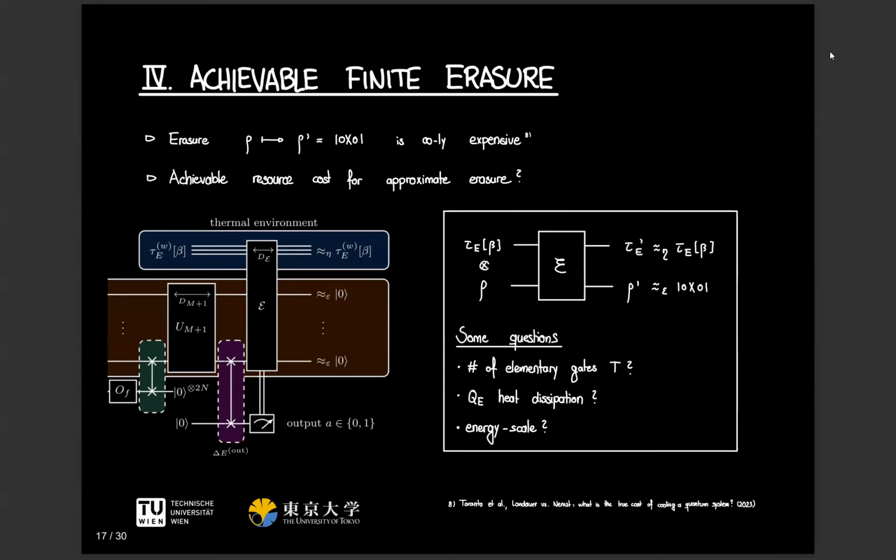So you can understand this as an extension to the result that Felix presented. So I'll not have to explain luckily what erasure is again, but we want to map some arbitrary density matrix to a well-defined ground state. Felix convinced us that this is infinitely expensive if we want to do it perfectly. So the question here is achievability. How can we achieve approximately such an erasure at some finite cost? And the questions we want to look at is how many elementary gates do we have to perform? So it's the complexity of this task. What's the heat dissipation and the energy scales involved in all these operations?